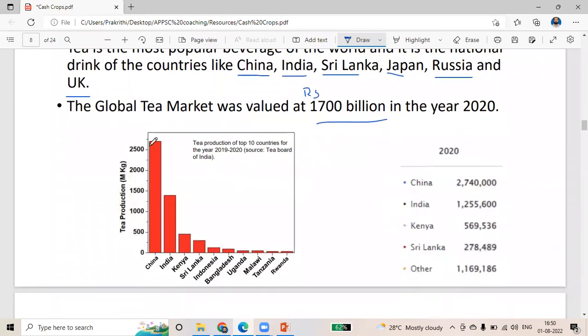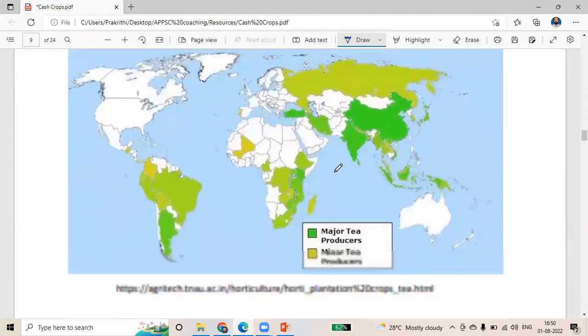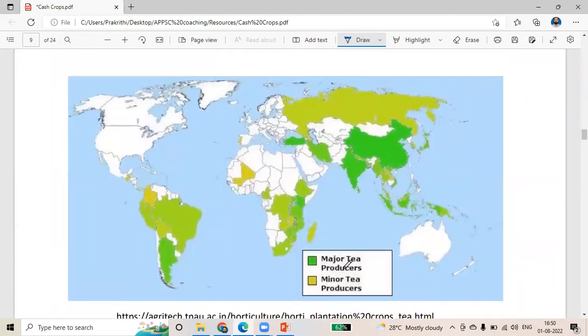If you look, you can see. If you look at tea production, it is 2,500 metric kg है. ये China में, then India, then Kenya, Sri Lanka, ऐसे ऐसे जाएगा production में. So this is the global distribution. If you look at the areas, it is mainly seen. This is the major tea producing area. We can see this region.